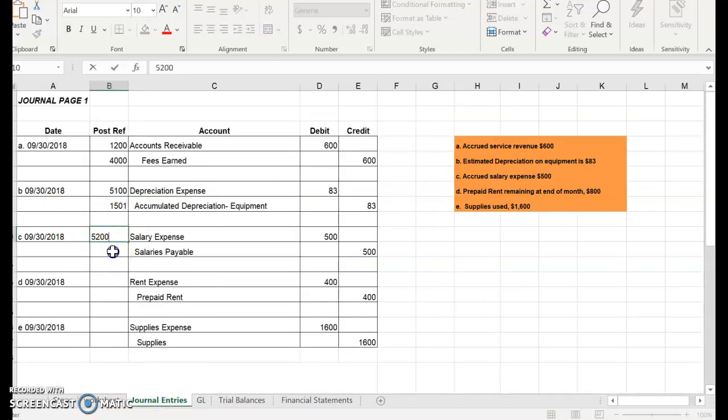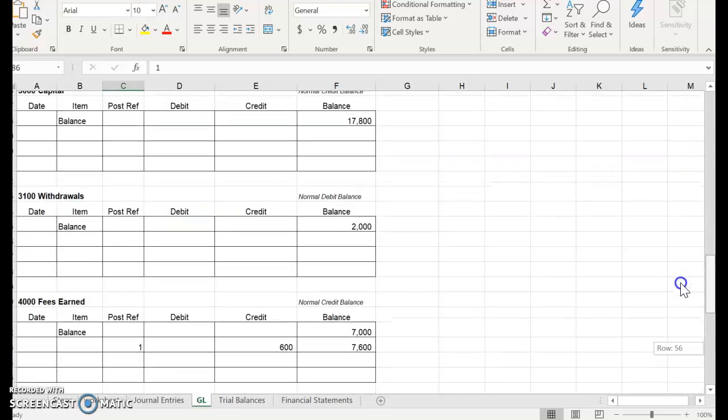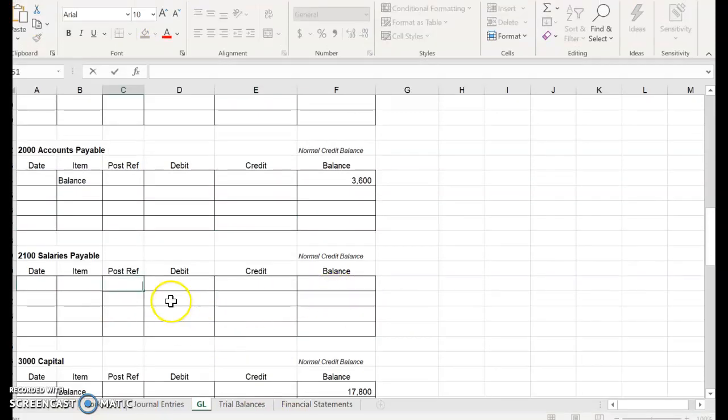Next, I credit salaries payable for $500. So I go to salaries payable, and I credit it. I deleted that, so I'm going to do this again. It had a $0 balance and I'm crediting it for $500. So it has a balance of $500 and it came from journal entry page 1 and it goes to account 2100.